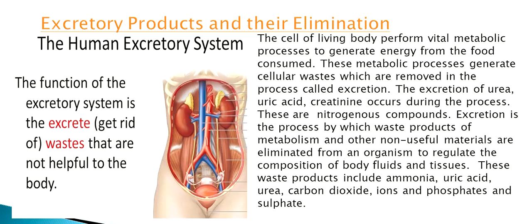The excretion of urea, uric acid, and creatinine occurs during the process. These are nitrogenous compounds. Excretion is the process by which waste products of metabolism and other non-useful materials are eliminated from an organism to regulate the composition of body fluids and tissues. These waste products include ammonia, uric acid, urea, carbon dioxide, ions, phosphates and sulfate.